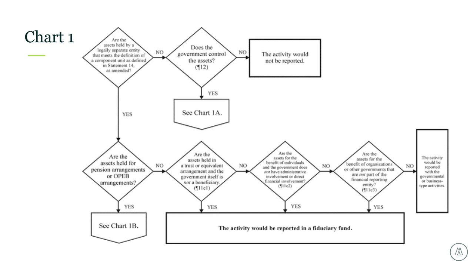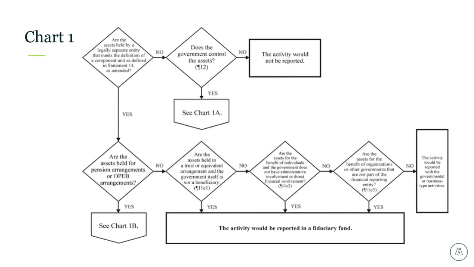If the answer is yes, and the component unit is an OPEB or a pension arrangement, they actually get their own chart for analysis. So you can see that flows down to the bottom to chart 1B. So anything that really has to do with a pension or an OPEB arrangement will flow to that other chart, and we will go through that as well.